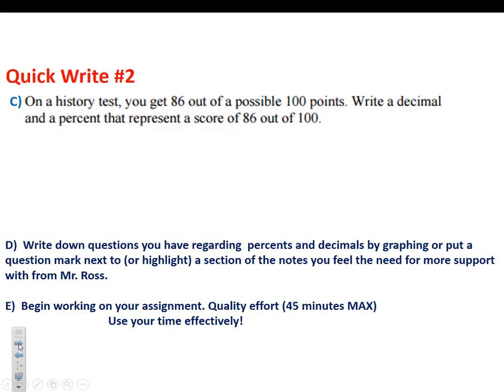And of course, remember, ladies and gentlemen, when you go back and look at your notes real quick, please write down any questions that you have regarding what we've talked about with these percents and decimals. Or put a question mark next to or highlight a section of the notes that you feel you need more support on from me. If you want, it's always good to start working on your assignment. But remember, I expect 30 to 45 minutes of math, 45 minutes max in a given night. If you get to 45 minutes, you can stop. You can go back and do it in the morning if you want. However, 45 minutes max, using your time efficiently.